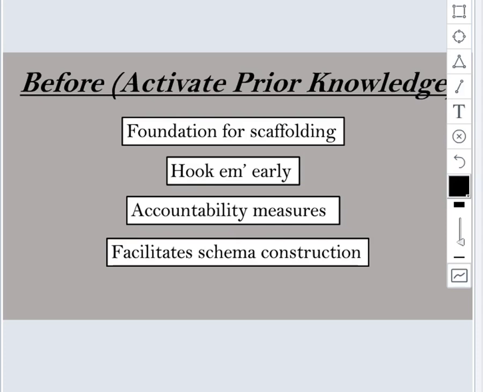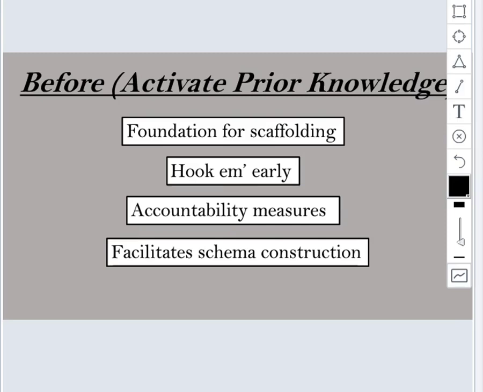For those of you that do blended formats or flipped formats, this is a perfect opportunity to hold your students accountable for those things that you're asking them to do outside of class, right? So not only are you activating their prior knowledge, but you're also holding them accountable for watching the video or taking the quiz or reading the material that you assign for them to do outside of class. And also, this is the beginning stages of facilitating schema.